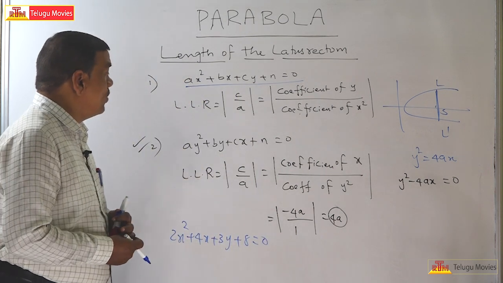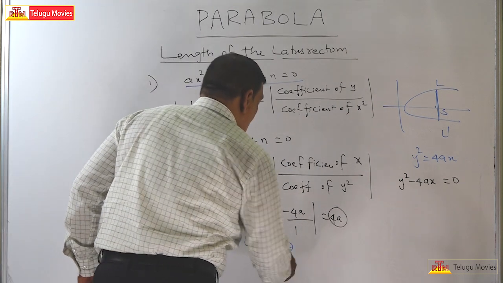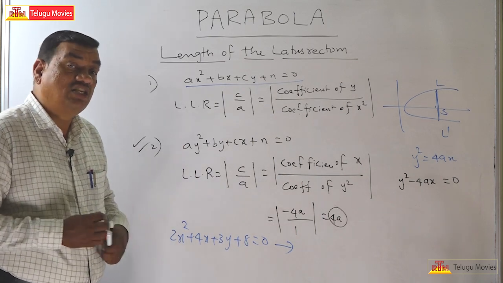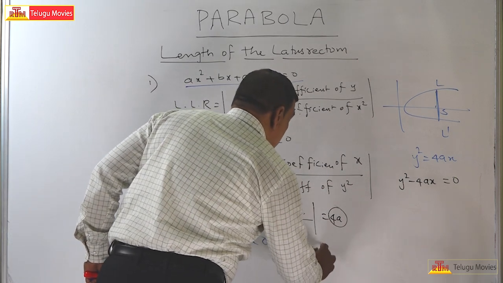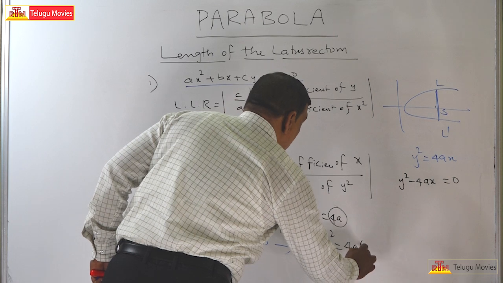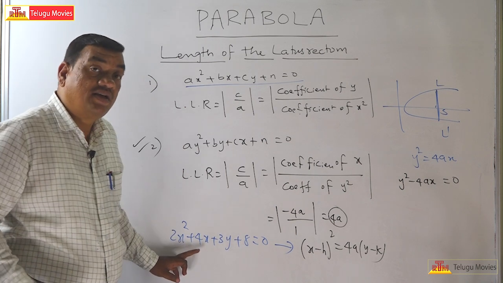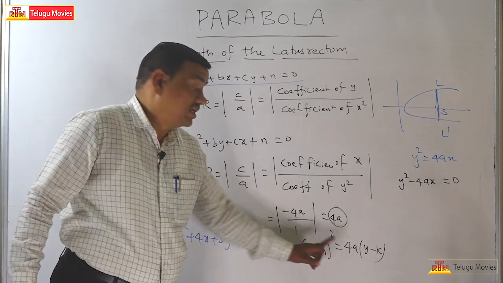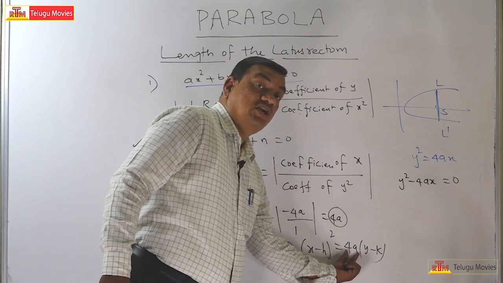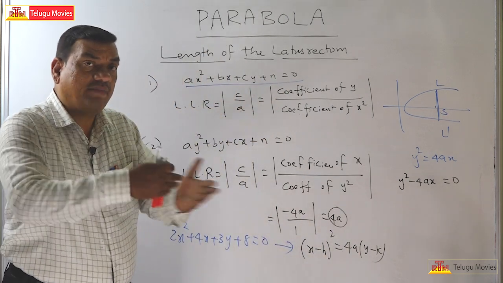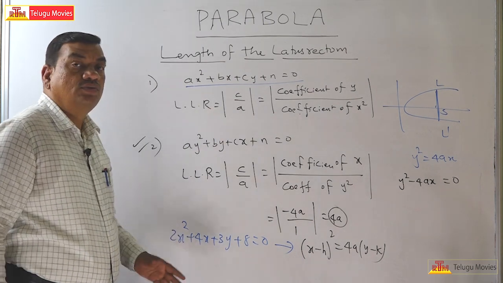If students are asked to find out the length of the latus rectum, generally they start converting this equation into this form. How? Since x square is there, they write this equation in the form x minus h whole square is equal to 4a into y minus k. They convert this equation in this form. Therefore they will compare the original equation with the 4a, thereby they will write the length of the latus rectum as 4a. But using these formulas, you can easily write it.